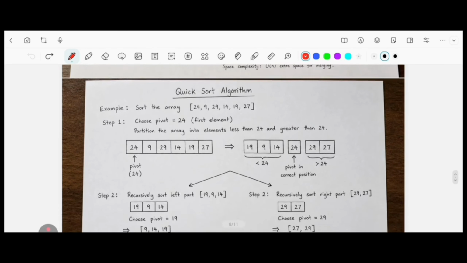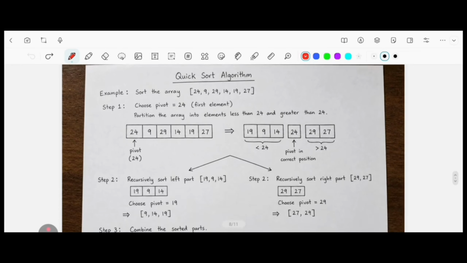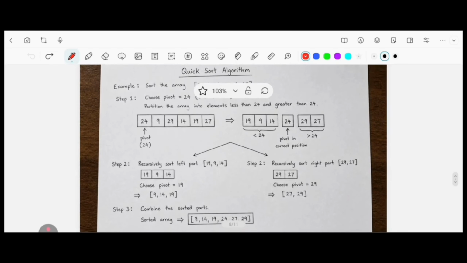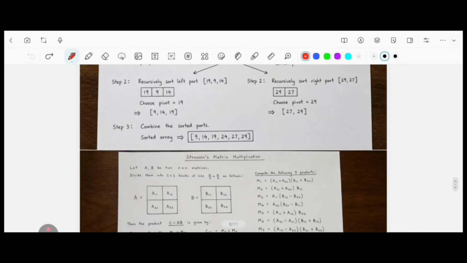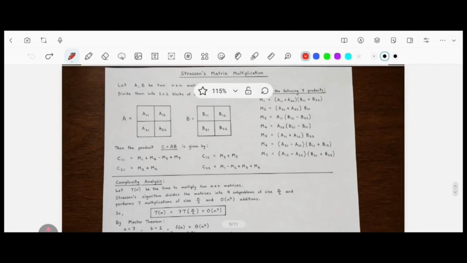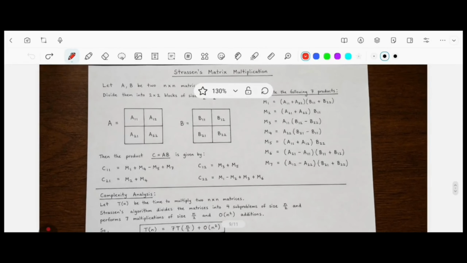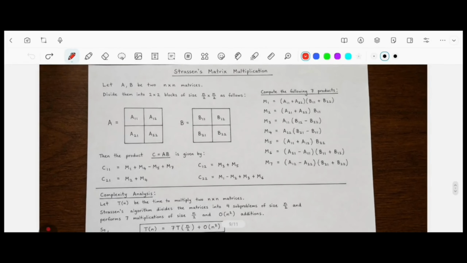Question 2. Design the quick sort algorithm. Question 3. This important question. Explain Strassen's matrix multiplication and derive its time complexity.